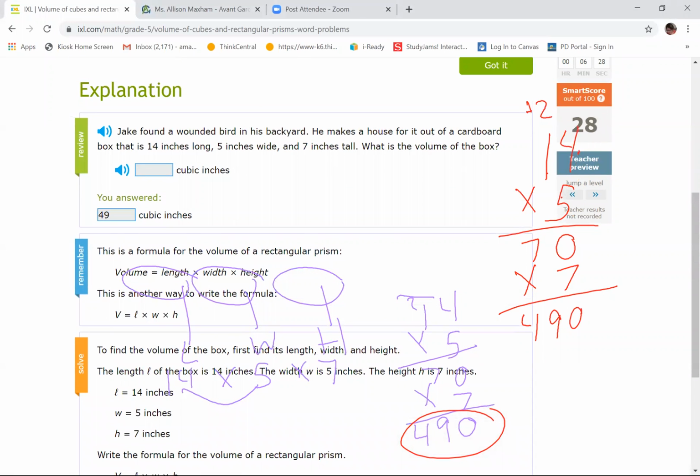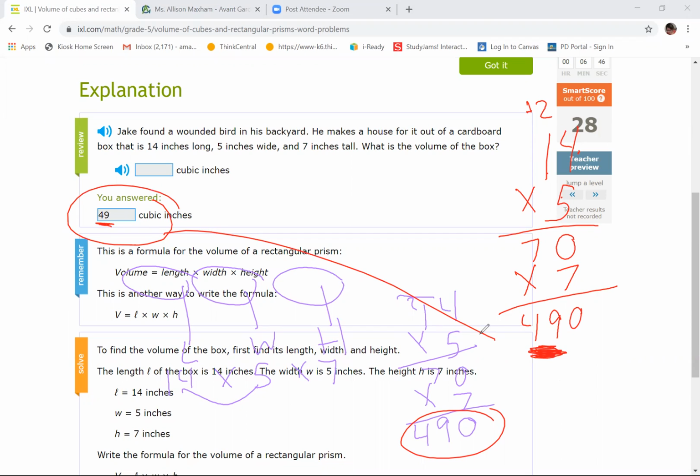Oh, look where I made my mistake. Look at me. We did the math right. You gave me the right answer. You told me 49. You're totally right. But look what I forgot to do. I didn't match my answer.